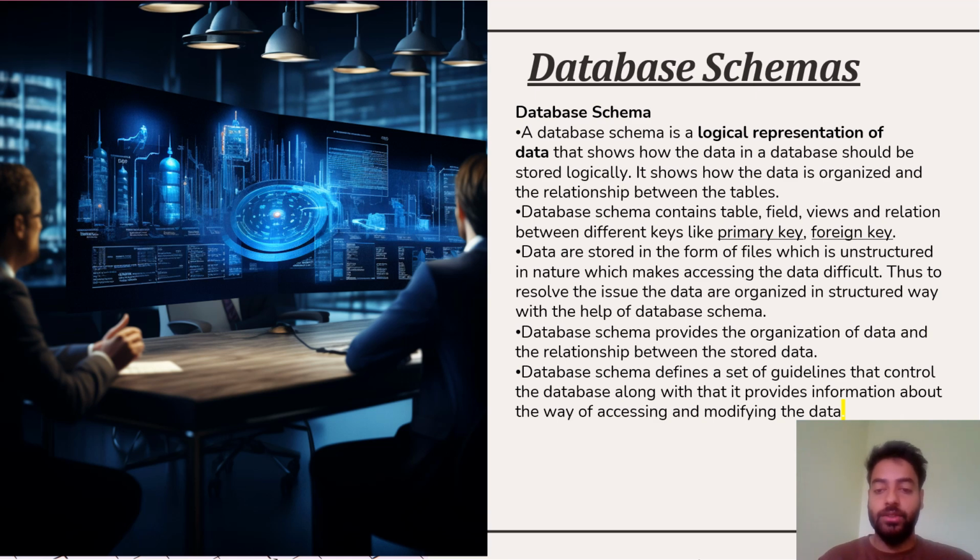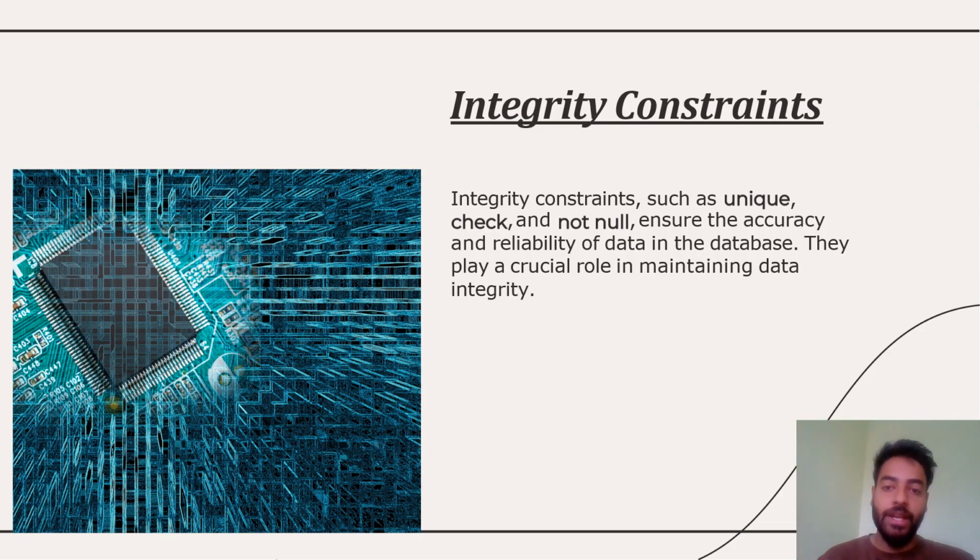A database schema provides the organization of data and the relations between the stored data. A database schema defines a set of guidelines that controls the database. Along with that, it provides information about the way of accessing and modifying the data. Integrity constraints. Integrity constraints such as unique, check and not null ensure the accuracy and reliability of data in the database. They play a crucial role in maintaining data integrity.